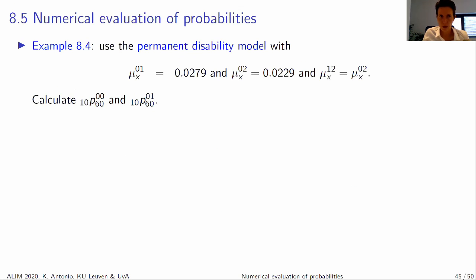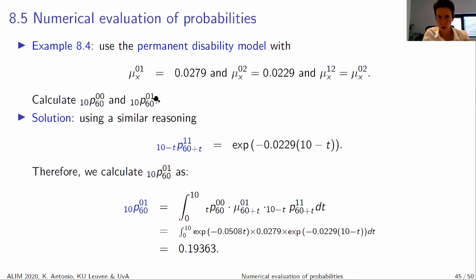Okay. If I continue then with the other probability that was requested, the 10p_60^01, what am I going to do here? Well, the expression that I want to evaluate now is the one that is printed over here. I know I need to go from state 0 to state 1 in a period of 10 years, but I know that there is no going up and back possible in this permanent disability model. So I will go for the very simple approach to calculate this transition probability.